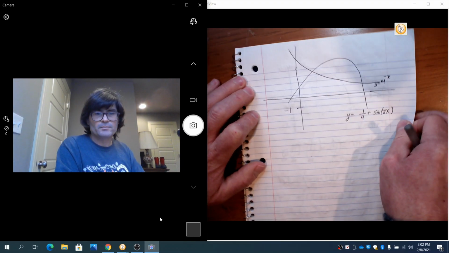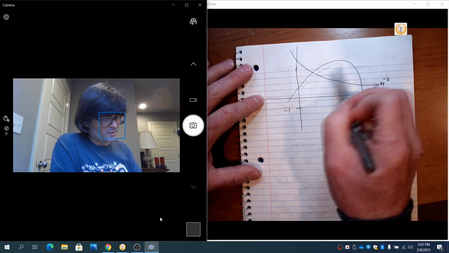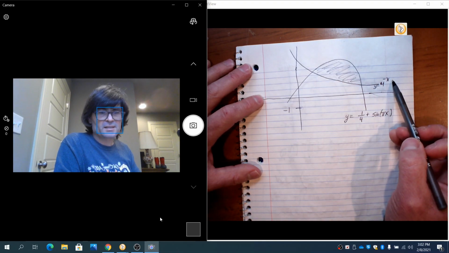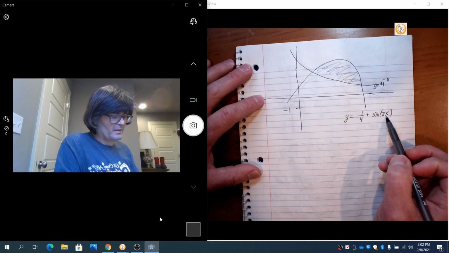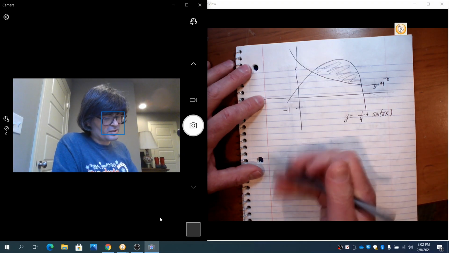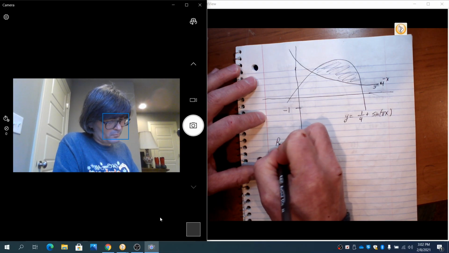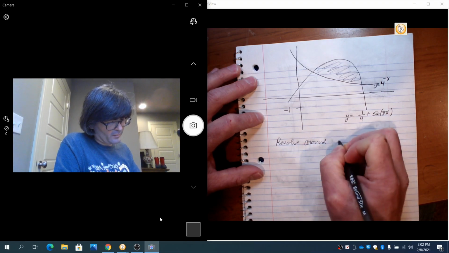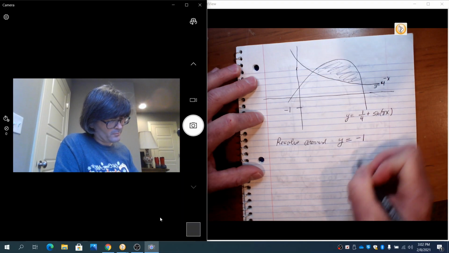Let's look at this example. Here we've got a region, let's call this the region here. It's between the curve y equals 4 to the minus x and then y equals 1/4 plus sine of pi x. And I'm going to revolve this around the line y equals -1.